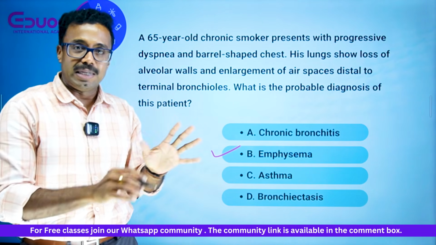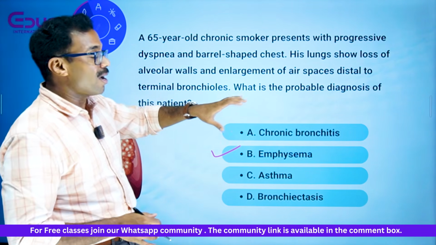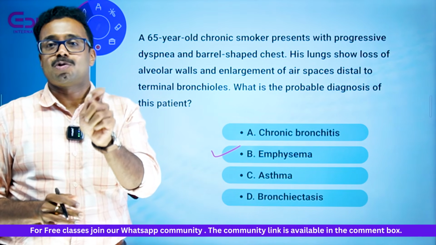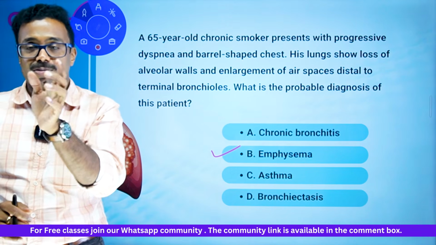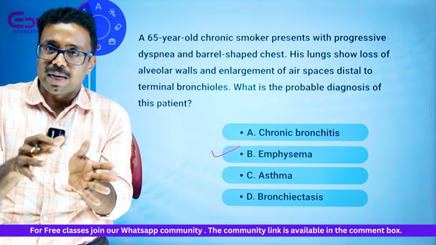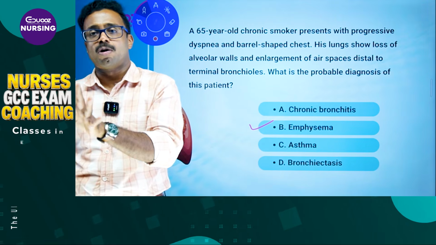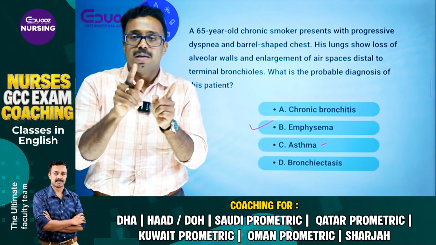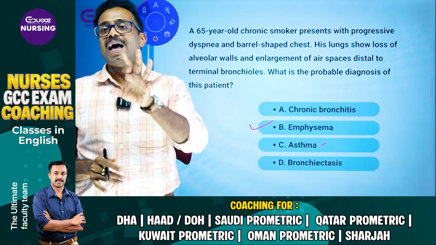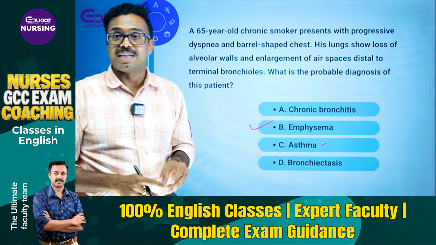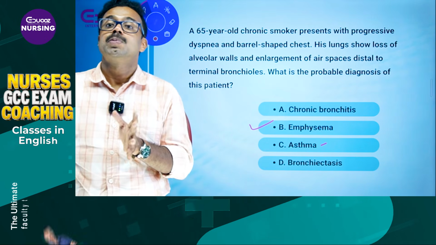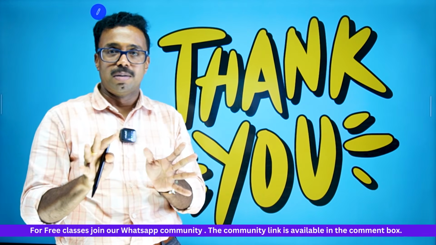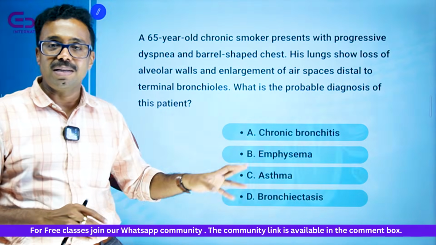Let's discuss the other options also. Chronic bronchitis is inflammation of the bronchus, and if the bronchitis persists for a prolonged period of time, we call it chronic bronchitis. Asthma is a reversible airway inflammation. Bronchiectasis is abnormal dilation and enlargement of the bronchioles. So here the correct answer is option B, emphysema.